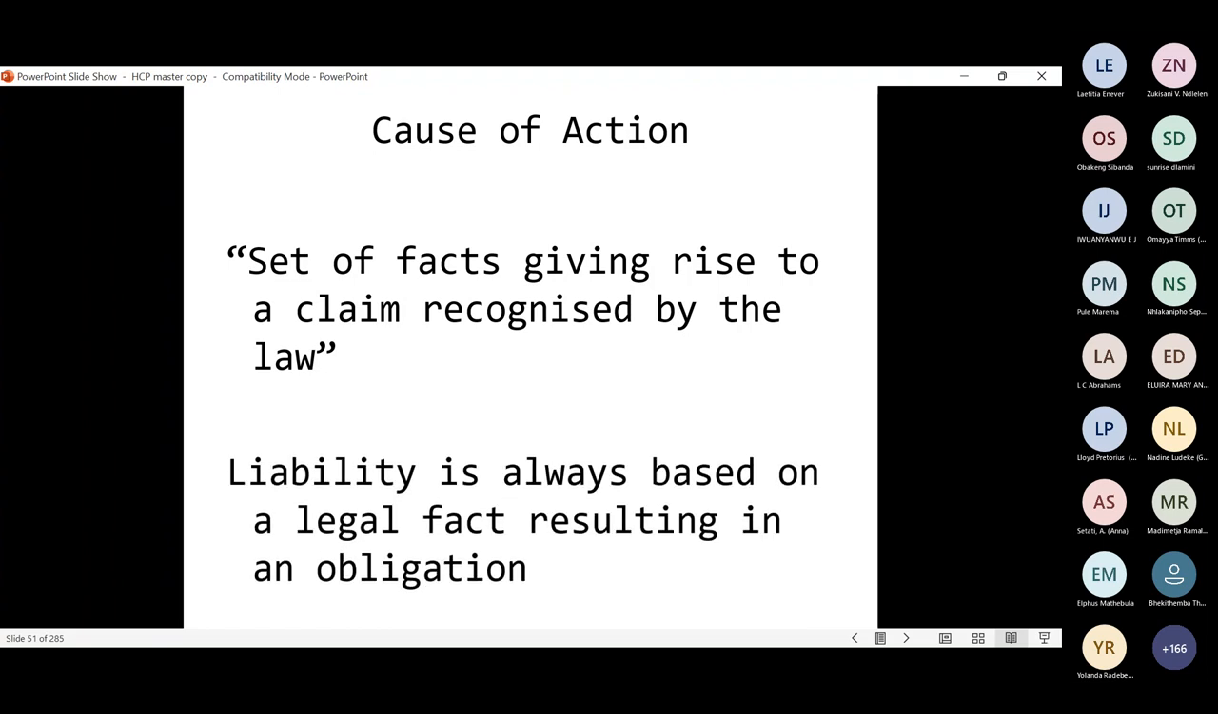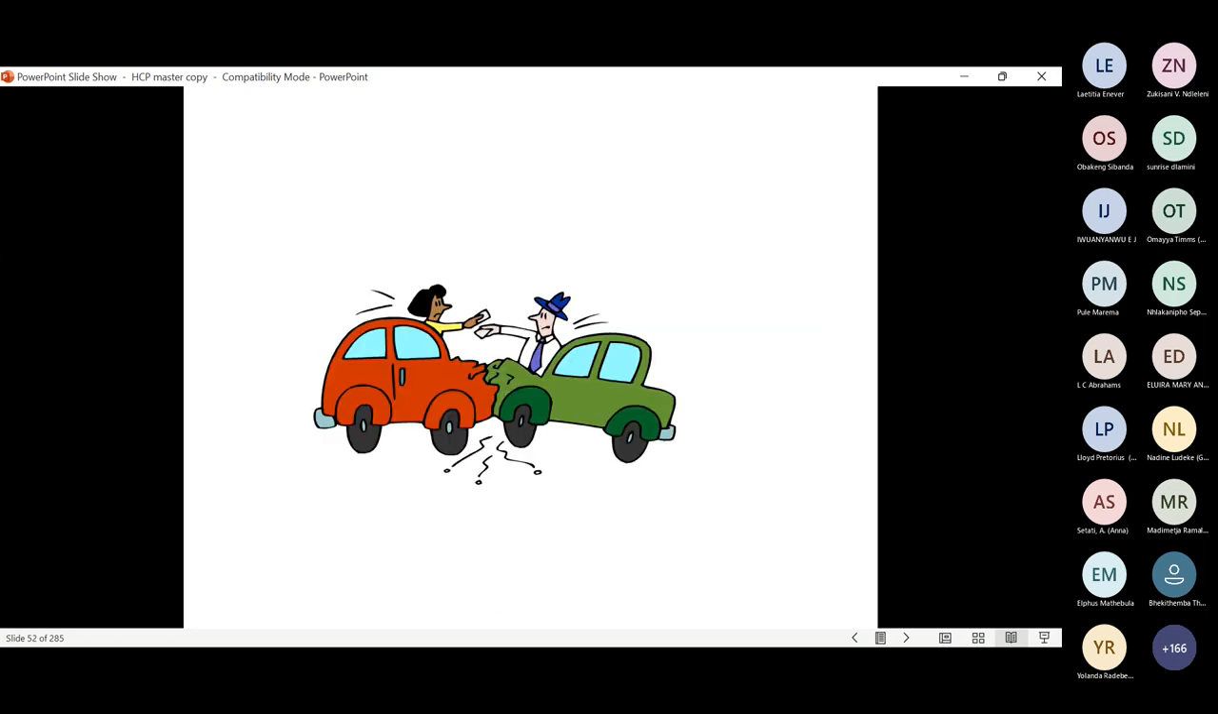Now, liability is always based on a legal fact resulting in an obligation. Like with that, for instance, you have that scenario, right? Now, if you look at that, remember I said yesterday, your client comes to you, you let your client tell you his story in his own words, and you listen. The first part, you listen. And then later on, you are going to put on your lawyer's cap and then you're going to ask the relevant questions to fill the gaps to see if there is a cause of action.